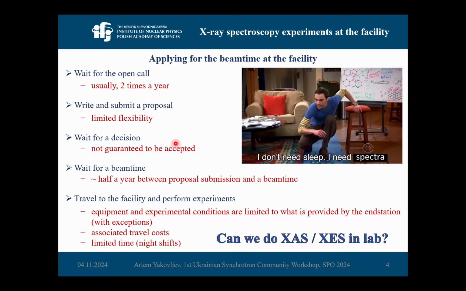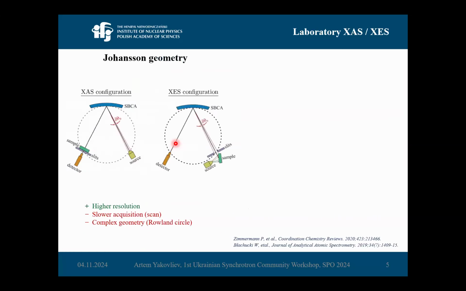But at the same time, while you wait before your beam time, can you measure XAS and XES spectra in the lab? And the answer is yes, you can. And for this, there are two main geometries which you can utilize in your lab. The first one is called Johansson geometry. Both of the geometries have three main parts. It's the source of the X-ray radiation, the dispersing element, in this case a spherically bent crystal, and the detector.